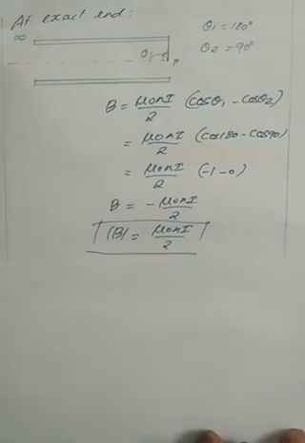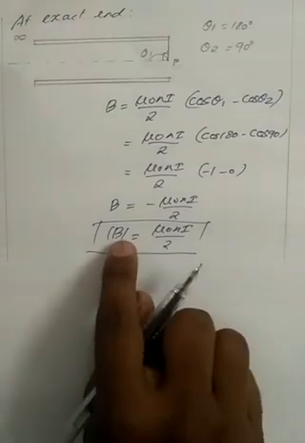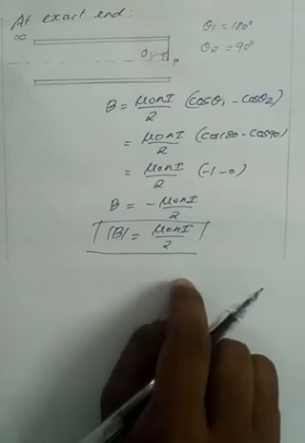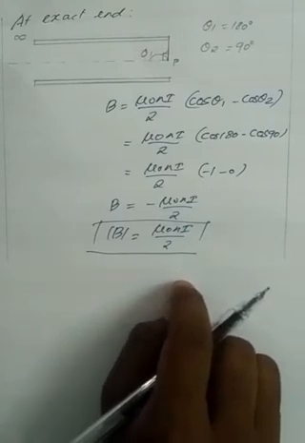If I locate my point P at the exact end of the solenoid, this is the formula to find the magnetic field where our point P is located at the exact end of the solenoid.